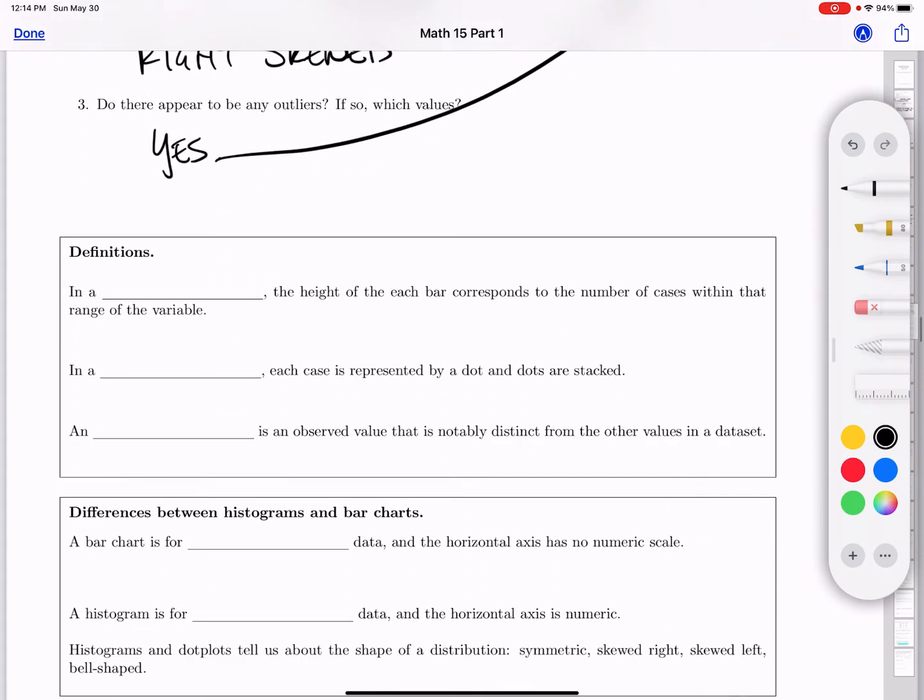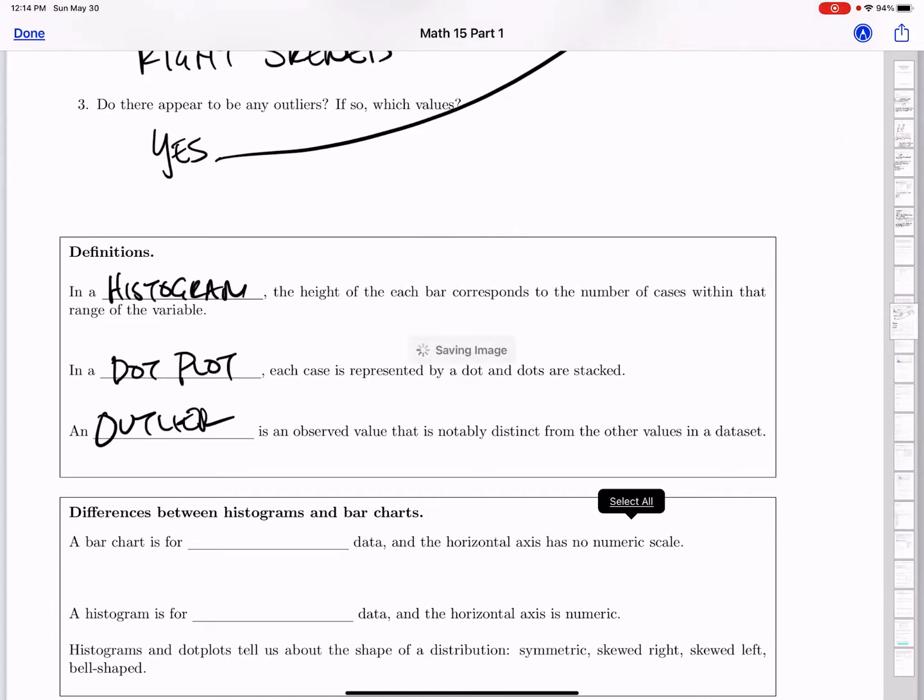Okay, let's do some definitions. In a histogram, a graph we'll look at in a minute, the height of each bar corresponds to the number of cases within that range of the variable. In a dot plot, which is what we see above, each case is represented by a dot and the dots are stacked. And an outlier is an observed value that is notably distinct or different from the other values in the data set.